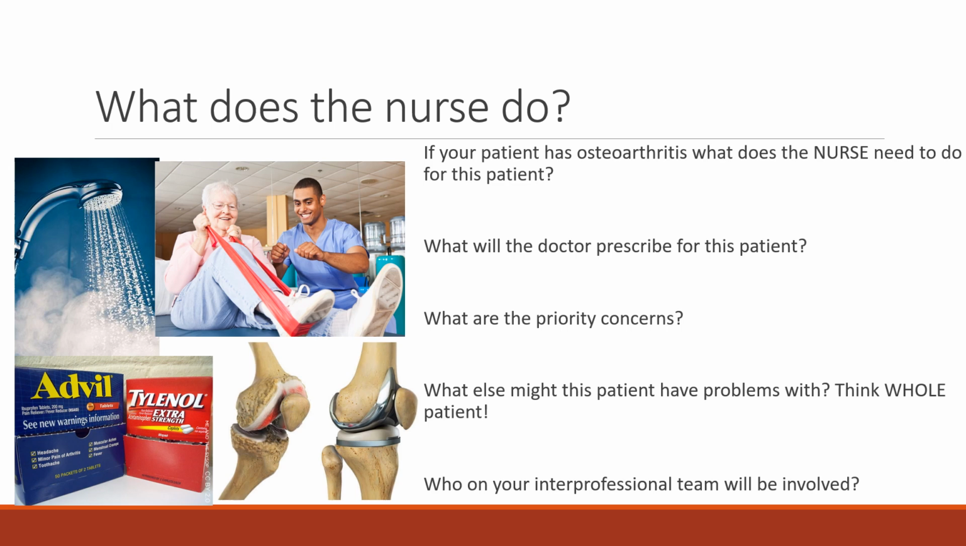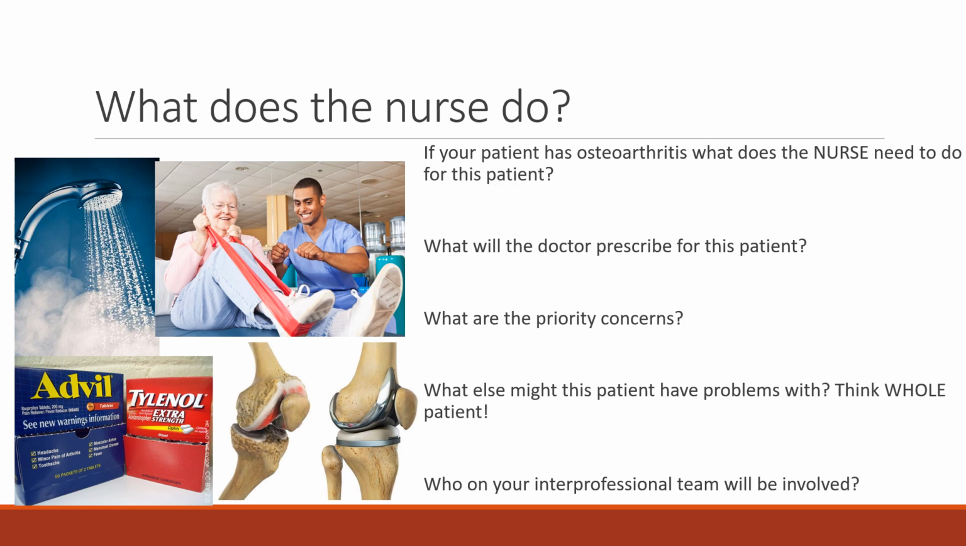Obviously the doctor is going to have to prescribe these drugs for your patient, but you guys are the ones that are going to have to guide your patient in using them when it's appropriate. So what are your priority concerns for this patient? What is the number one thing that this patient needs from you? Take a second to think about it. We need to decrease the degeneration, protect those joints so that they can increase their activity, okay?